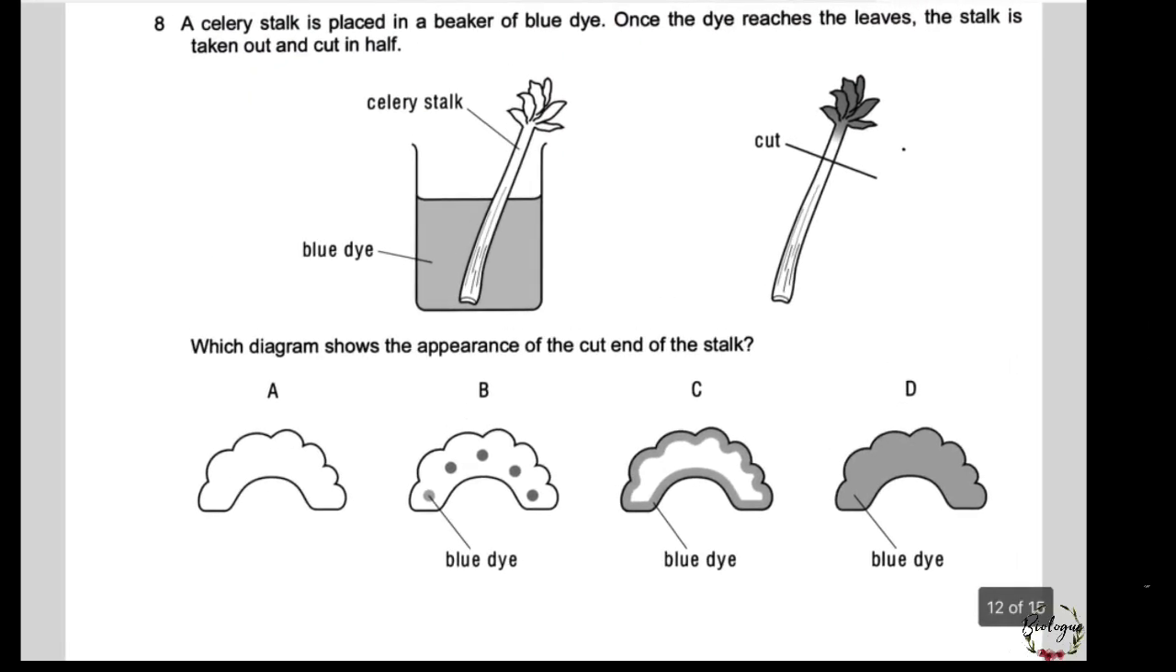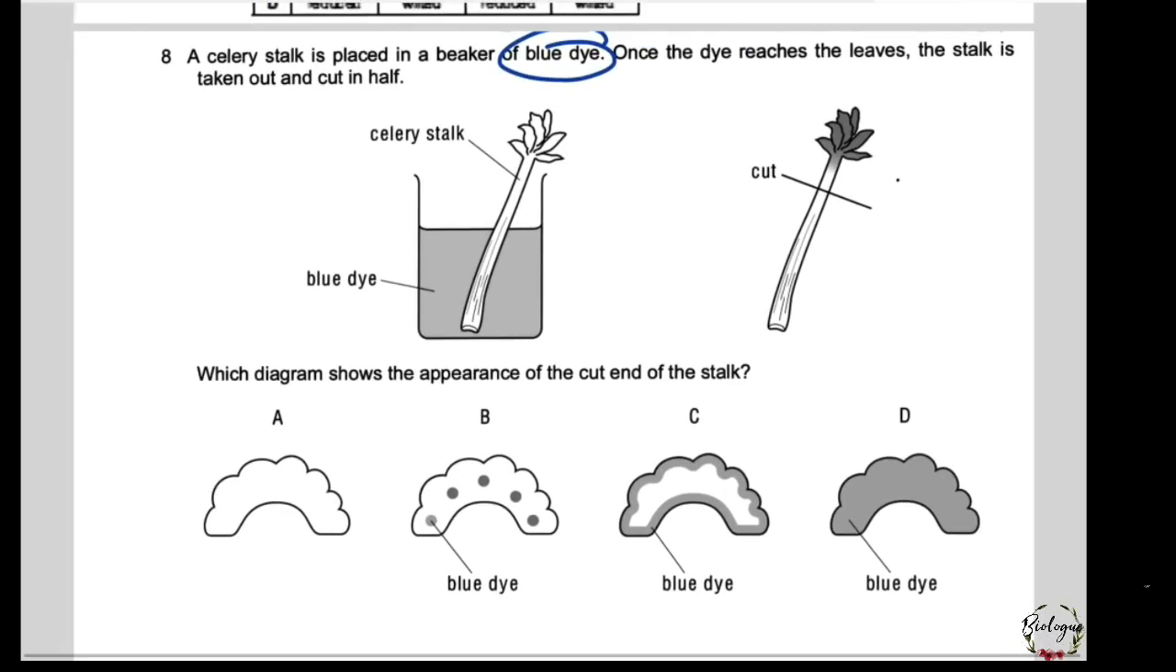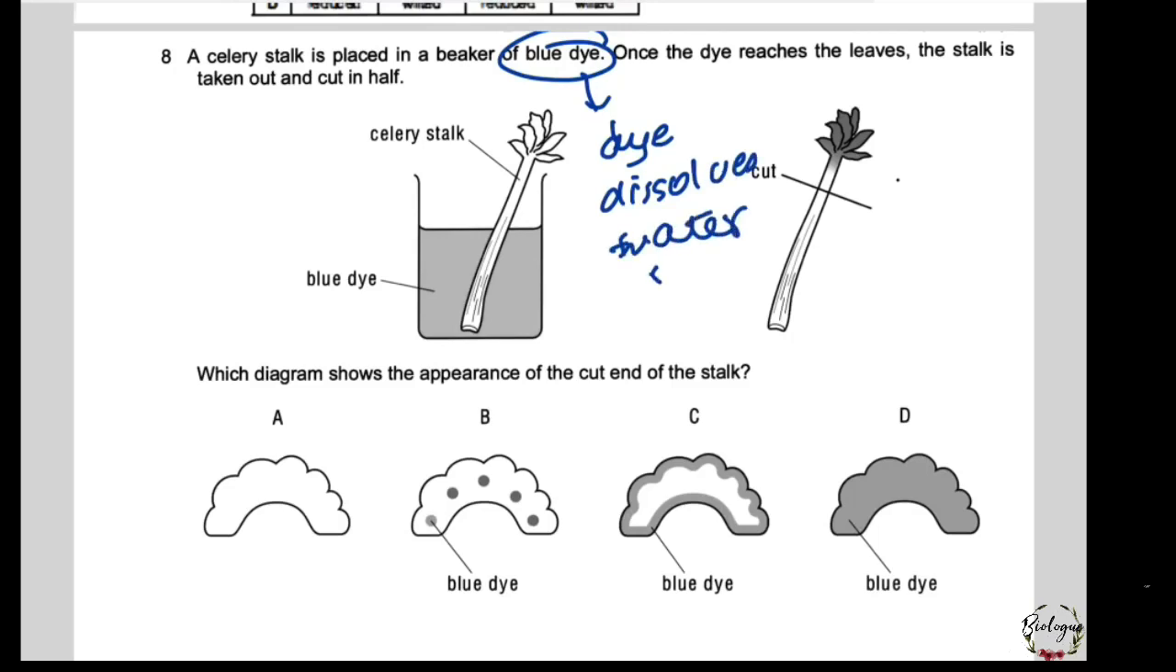Alright, a celery stalk is placed in a beaker of blue dye. Once the blue dye reaches the leaves, the celery stalk is taken out and cut in half. What does the appearance of the celery stalk look like? Remember, whenever you see a question that talks about a dye, always think about the dye dissolving in water. The dye dissolves in water, and the transportation of water happens only via the xylem.